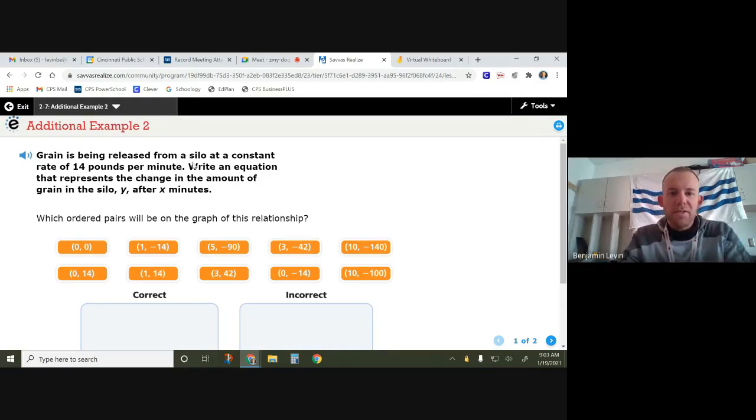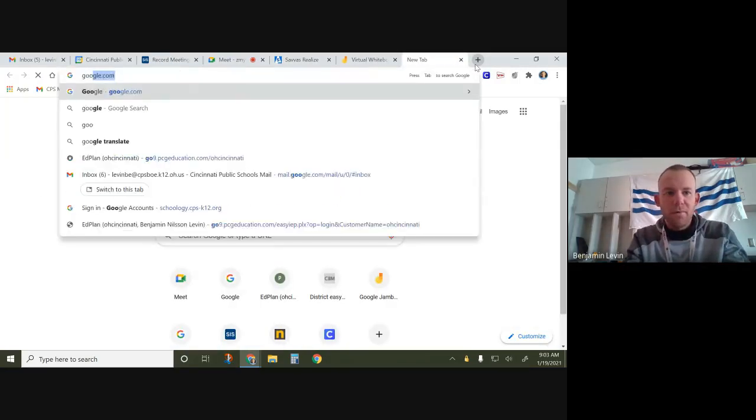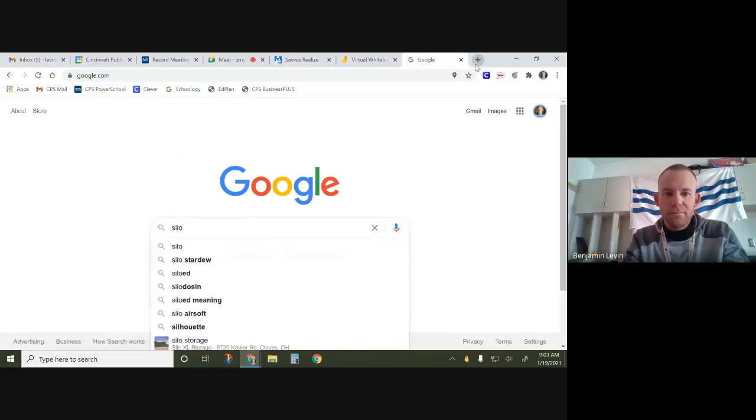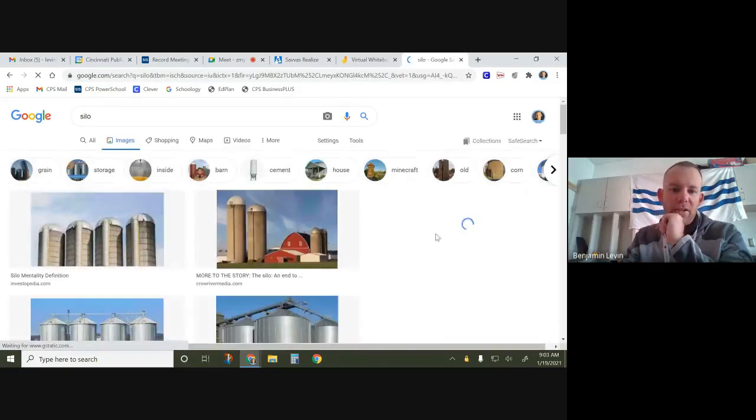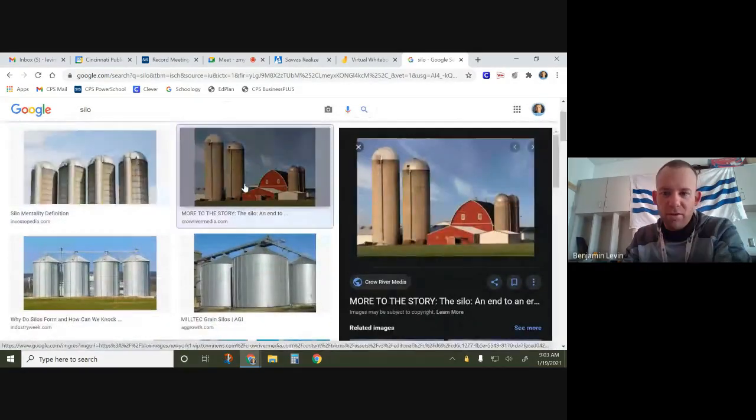Grain is being released from a silo at a constant rate of 14 pounds per minute. A silo is one of those giant buildings that you see on farms, right? It looks like a giant tank almost. You ever drive out in the country and you see these big tank looking things? That is where they store grain that they have grown. Like they store corn, wheat, whatever. That's called a silo.